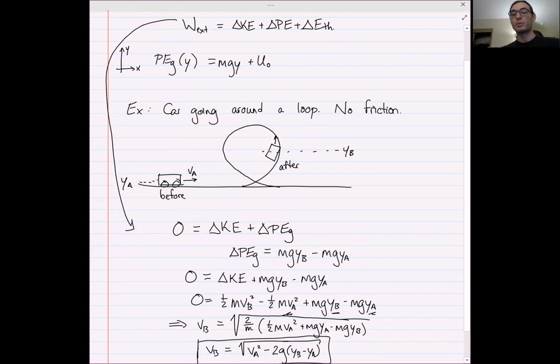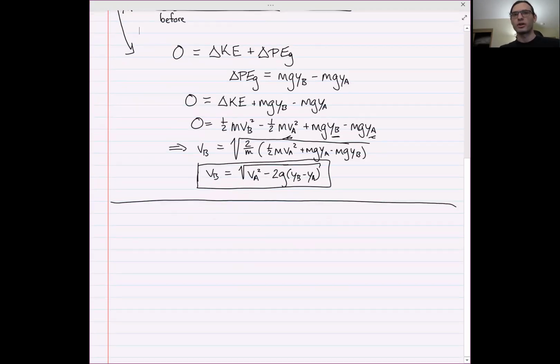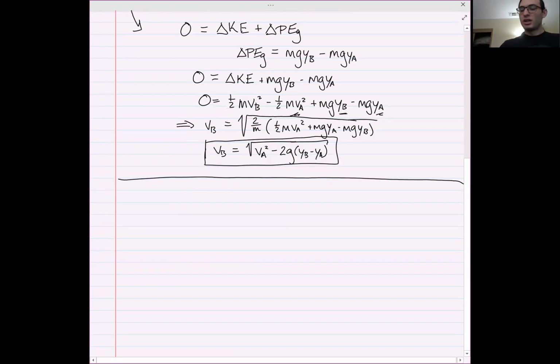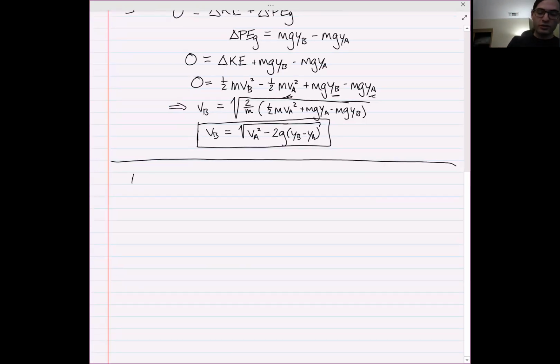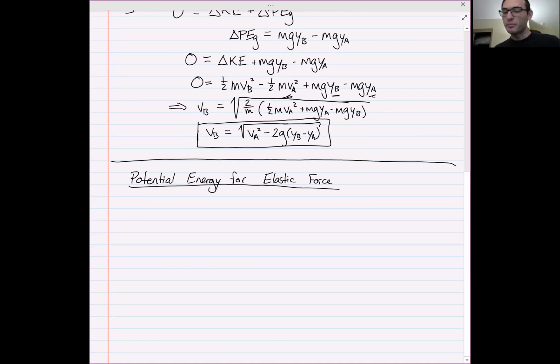So in order for that to be an internal force, an internal work that's done, the Earth needs to be part of the system. Anyway, the next thing to talk about is the potential energy function for the elastic force. I mentioned at the end of Monday's lecture that the elastic force is also conservative, and so it should indeed have a potential energy function.